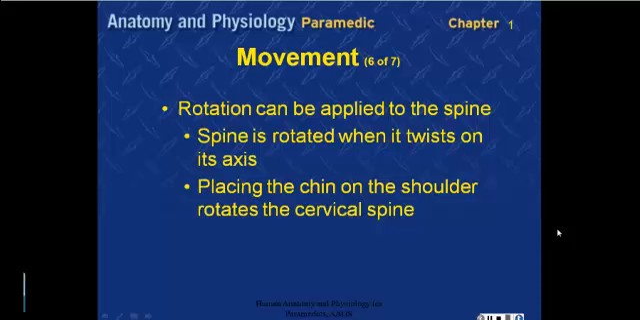Rotation can also be applied to the spine. Spine is rotated when it twists on its axis. Placing the chin on the shoulder rotates the cervical spine. So when you turn your head, you're having rotation in your cervical spine. If I turn my entire torso, my bottom half stays still, then I'm rotating my thoracic spine or lumbar spine.